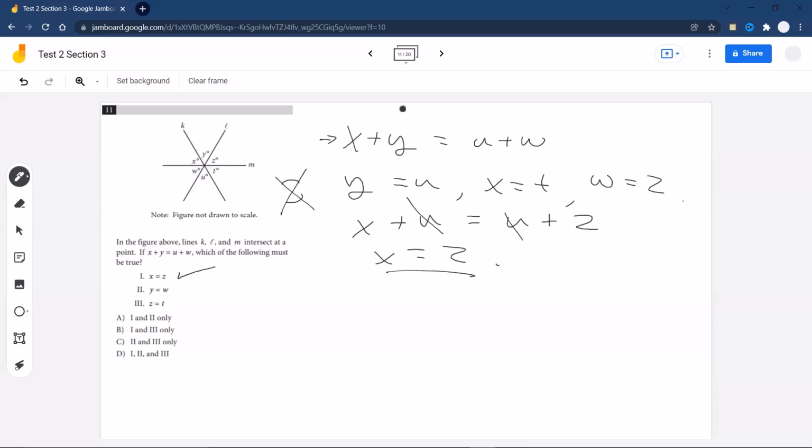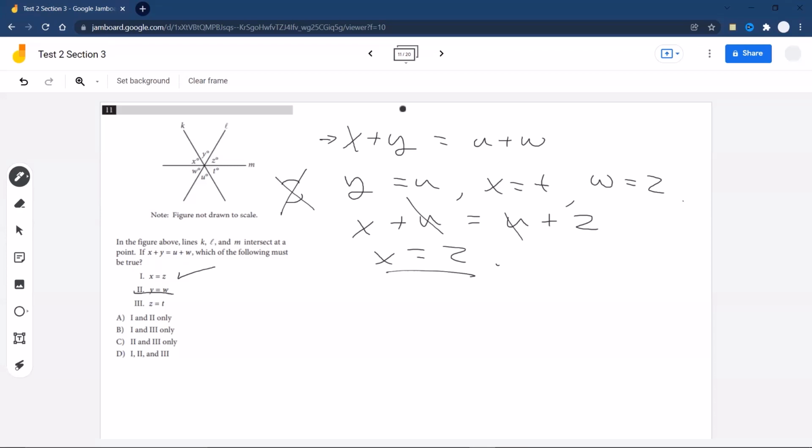Now, if we look at y is equal to w, for this to be true, y would have to be equal to z. And clearly it's not. y is equal to u. So we know that this statement is incorrect.